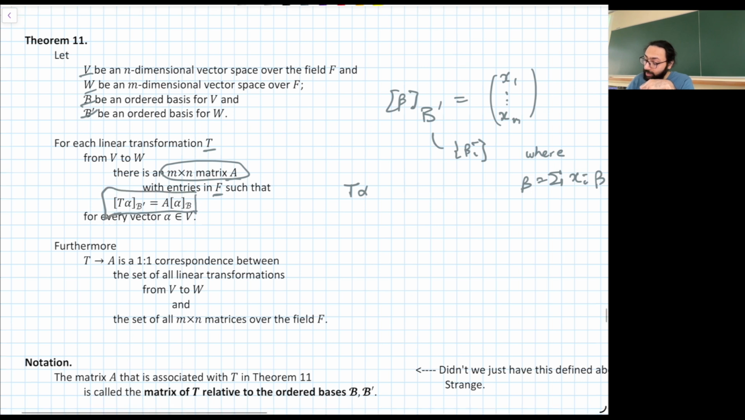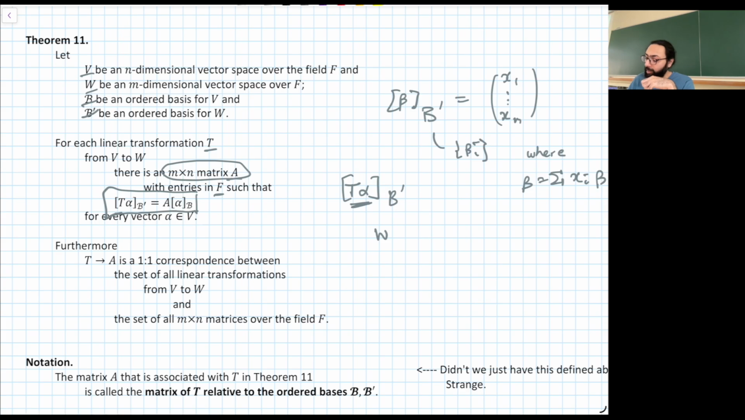Okay. So now it is saying that all the discussion we had above, we can write it as follows. So T alpha, you get a vector in the space. In which space do you get this vector? T alpha is in which space? W, right? So in the space W, what is the basis? B prime, right? B prime is the basis.